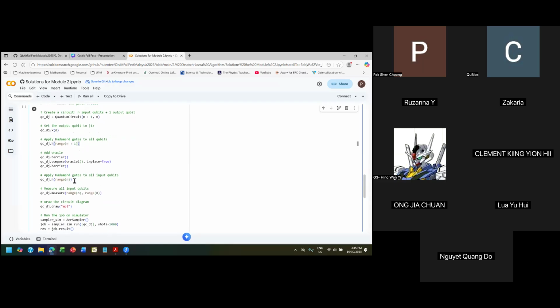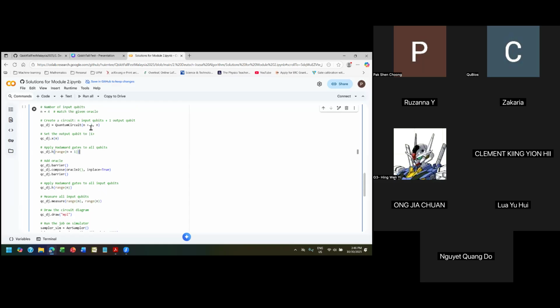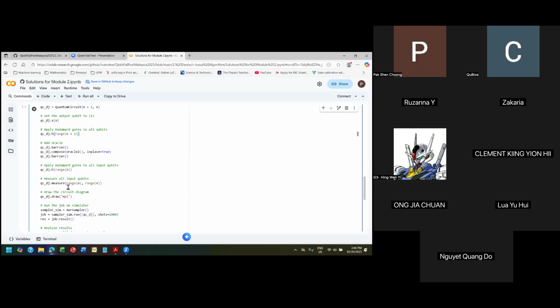This one is just n, not n plus 1, because here we would otherwise be including the output qubit. Remember the steps: after you add the oracle, you just have to apply the Hadamard gates to the first n qubits only. Then at last, you measure the first n input qubits and store them to the n classical bits.